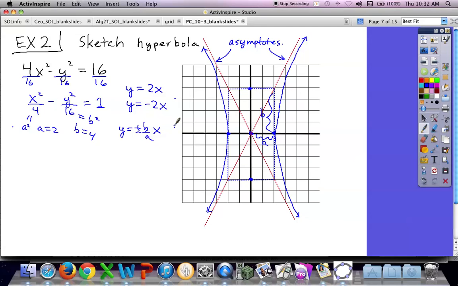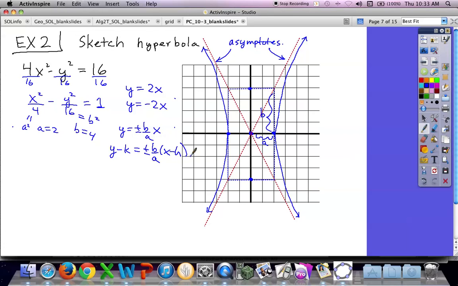Now, this one happens to be centered at the origin, but they're not all centered at the origin. So how do we move things around the graph generally of any kind of a shape? You would subtract the shifts: y minus k equals plus or minus b over a times x minus h. That would shift it right and left according to the h, up and down according to the k. So it would be centered wherever those 2 points were.